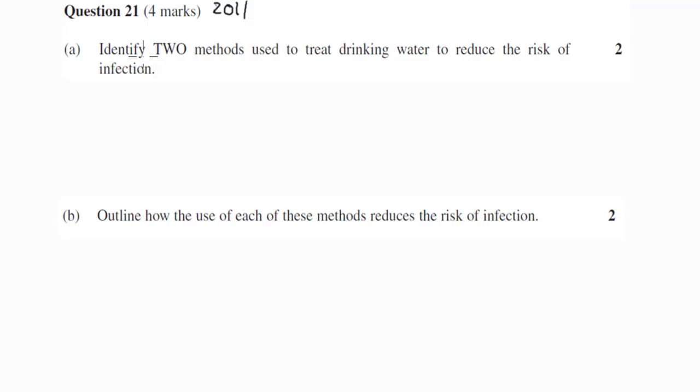Once I've read the question, you get about 5 seconds to pause the video. Once I pause the video, attempt the question, and then press play when you're ready. So I'll read the question itself. It says, identify 2 methods used to treat drinking water to reduce the risk of infection. That's worth 2 marks. And B is outline how the use of each of these methods reduces the risk of infection. That's also worth 2 marks. So when you're ready, pause the video and attempt the question. And then when you press play, I'll go over a sample answer for each of A and B and give you some mark guidelines as well for both A and B to show you what to do to get full marks. So when you're ready, press pause and attempt the question.